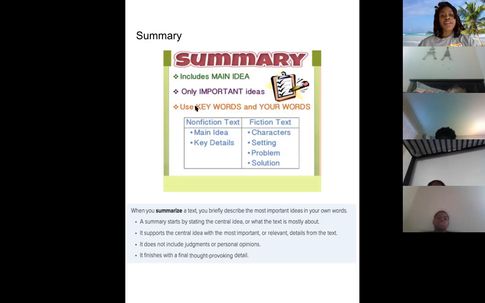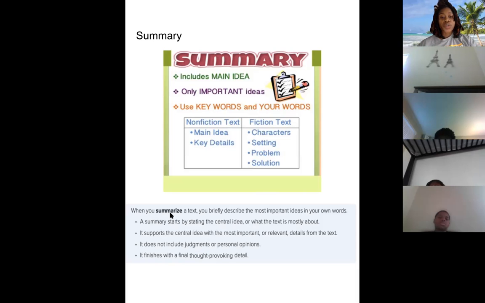Okay. And then you're going to use keywords in your words. You're not giving your opinion, but you are using your own words to paraphrase what you read. A summary is basically checking your understanding of what you read. If you're able to write a summary, including the main idea and only the relevant details, that shows that you understand what you read. Okay.